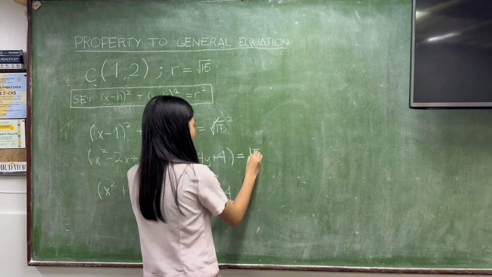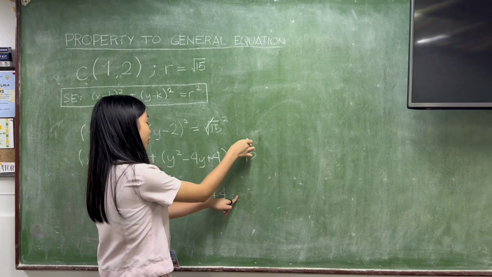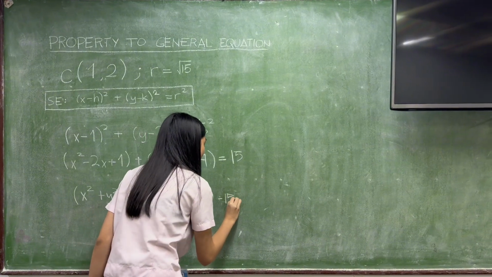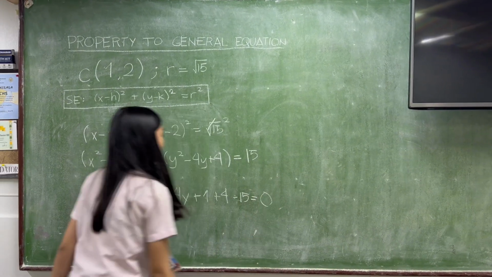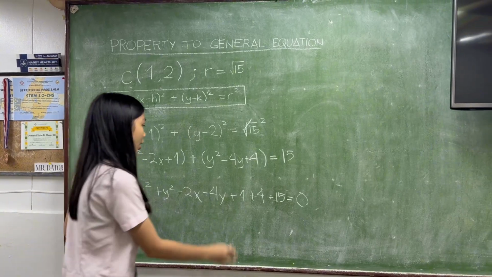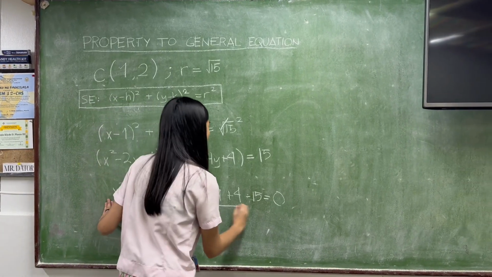So 15 will move to the left hand side. The sign will become negative 15, is equal to 0. After that, we're gonna combine like terms. So our like terms here are the constant terms.